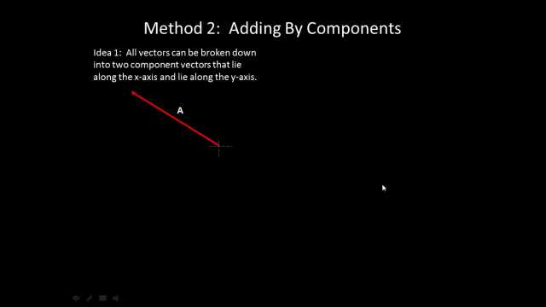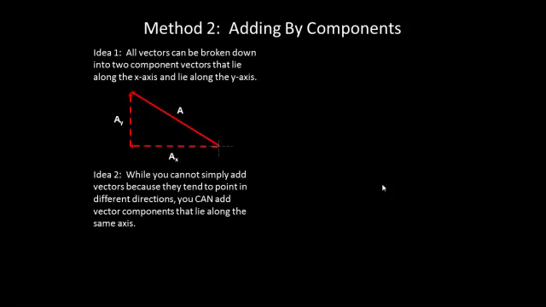All right, let's now consider our second method of adding vectors, adding by components. This is the one you will be using most frequently. So the idea is that all vectors can be broken down into two components, vectors that lie along the x-axis and that lie along the y-axis. So we can take our A vector and break it up into an x component and a y component. While you cannot simply add vectors because they tend to point in different directions, you can add vector components that lie along the same axis. So if we break up each of our vectors into an x component and a y component, we'll be able to add those parts of the vectors.